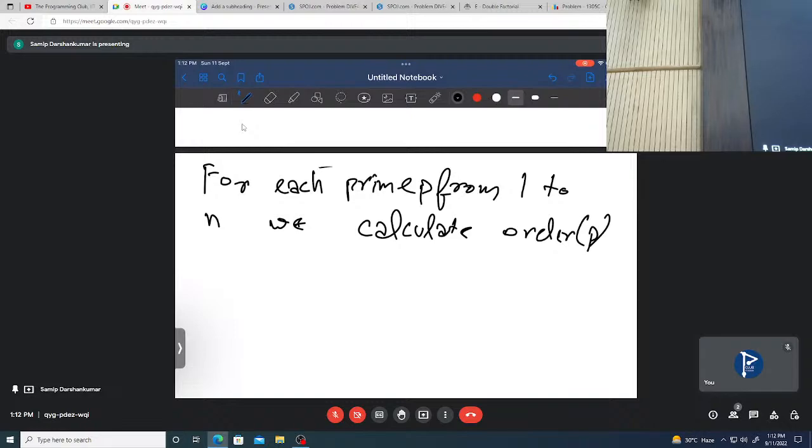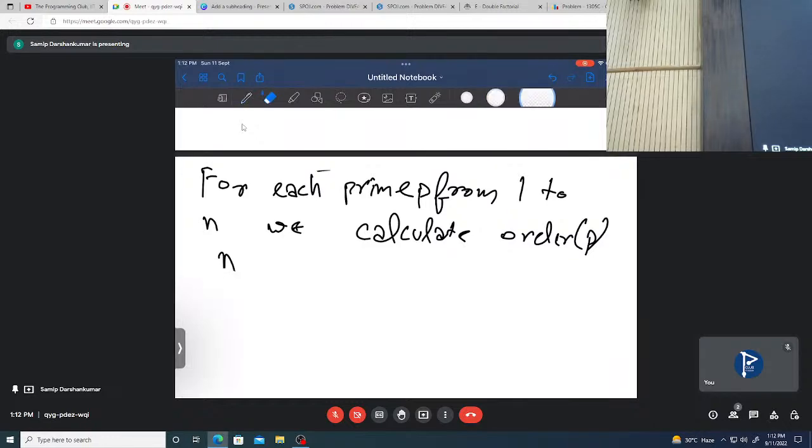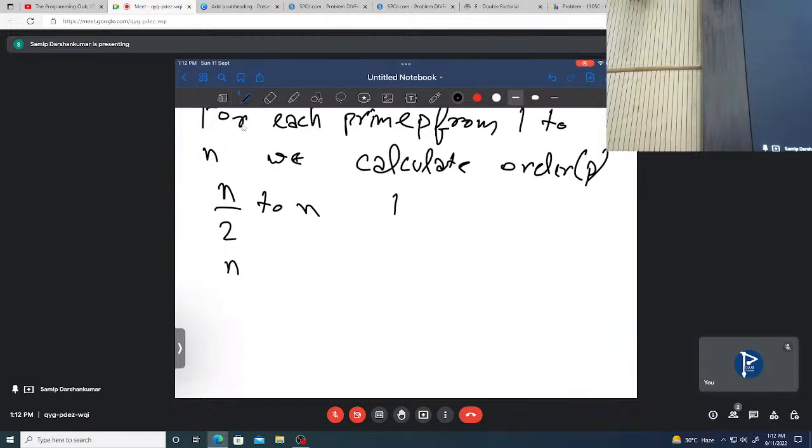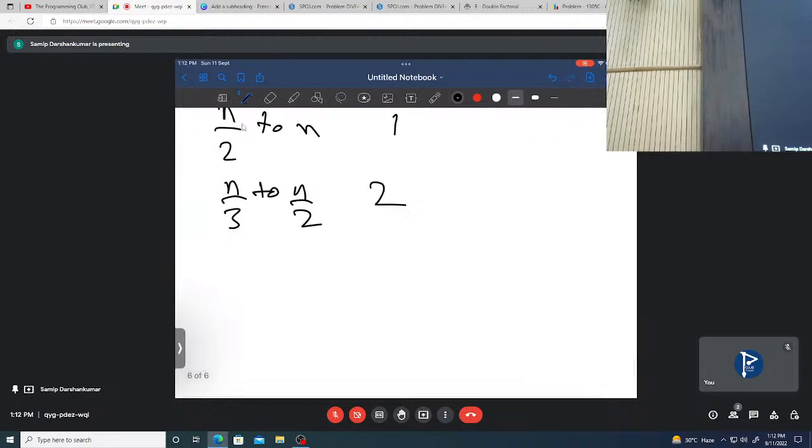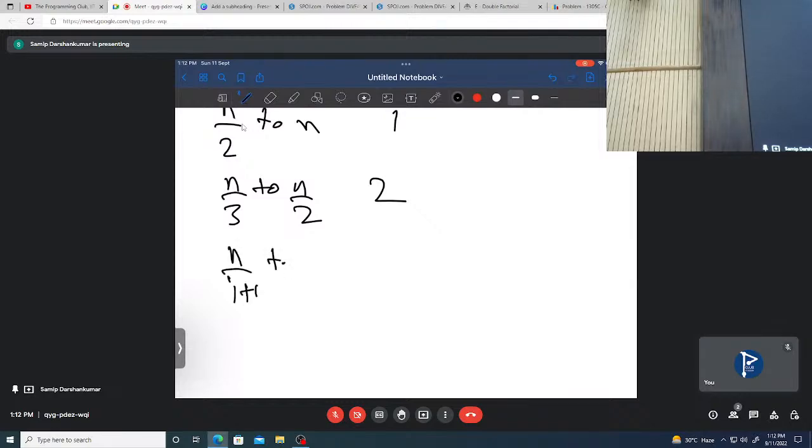And then for the primes greater than square root of n, we know that the order of p is n by p only. So we can say that the primes from n by 2 to n will have order 1, right? Similarly, the primes from n by 3 to n by 2 will have order 2. The first one is excluded in the ranges, right? Similarly, for primes from n by (i plus 1) to n by i, the order is i. So we just calculate the primes and then store them in a prefix sum.